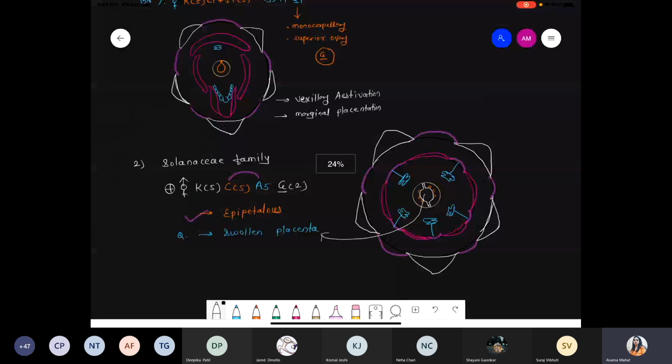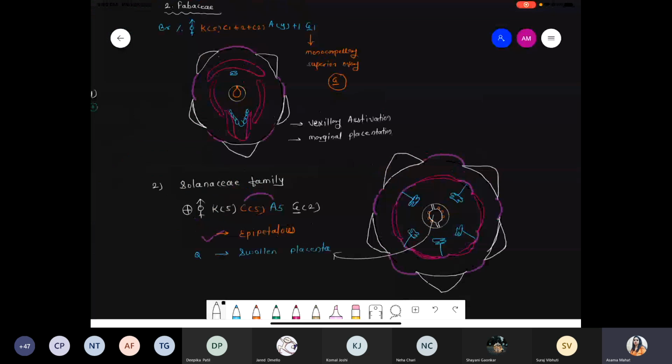When you compare with the Fabaceae family, remember this point: in the Fabaceae family, you have to find vexillary aestivation. And what is the meaning of vexillary aestivation? One petal is large, two petals are small but free, and the remaining two petals are small in size and fused with each other. So just find vexillary aestivation and you can clearly identify the Fabaceae family. If you identify the Solanaceae family, focus on the placenta. That is, the placenta should be swollen.